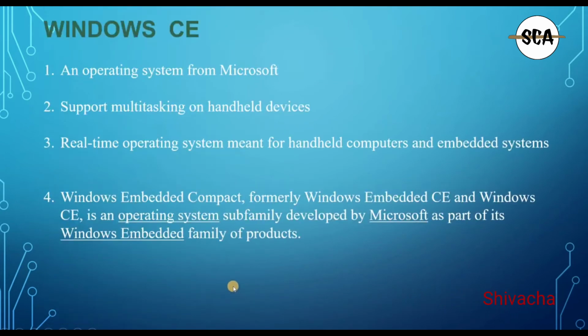Coming to the next operating system, Windows CE. It is an operating system from Microsoft and supports multitasking on handheld devices here. Real-time operating system meant for handheld computers and embedded systems here. Windows Embedded Compact, formerly Windows Embedded CE, and Windows CE is an operating system subfamily developed by Microsoft as a part of its Windows Embedded family of products.